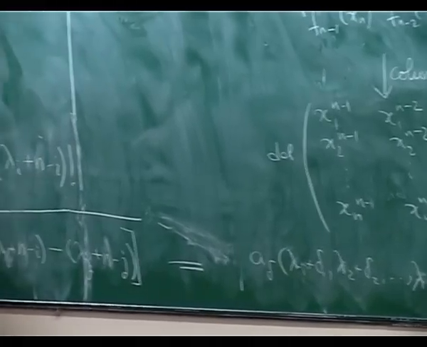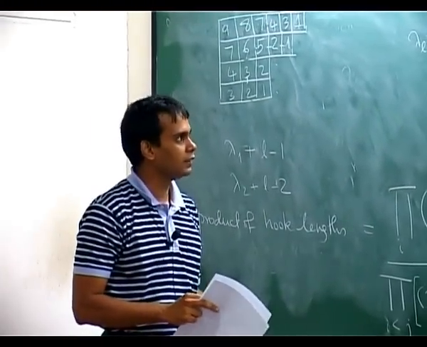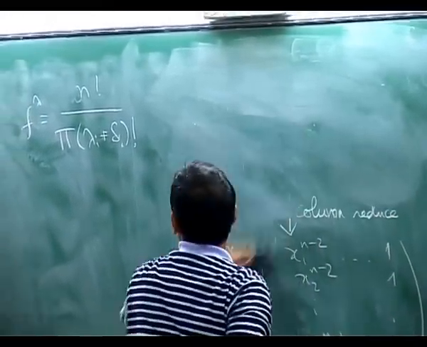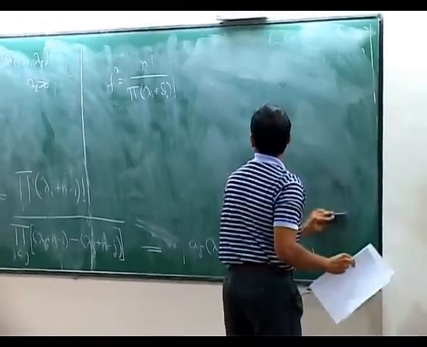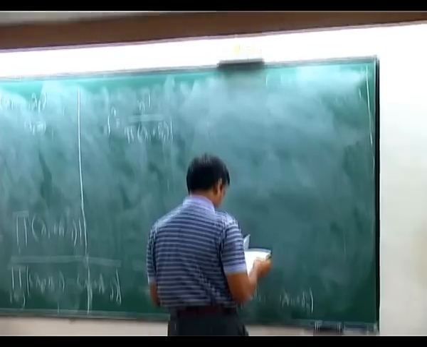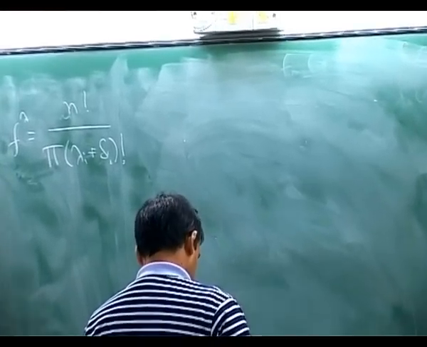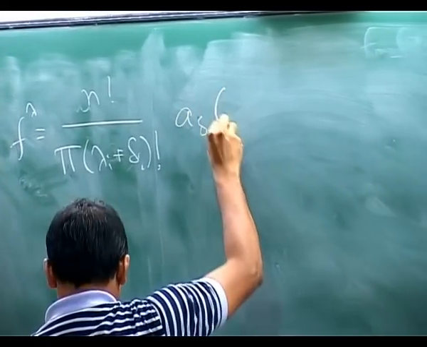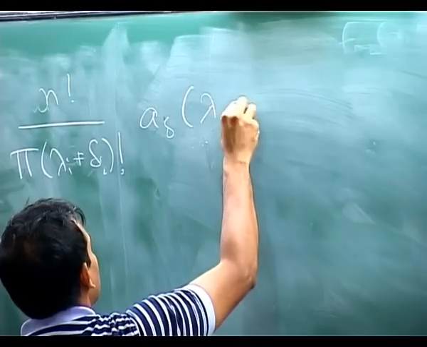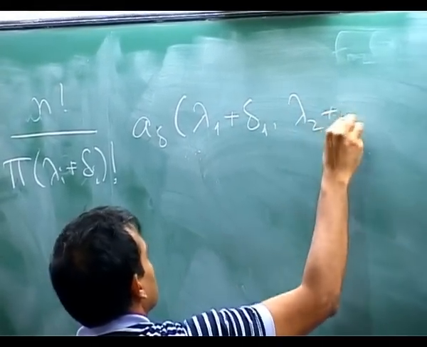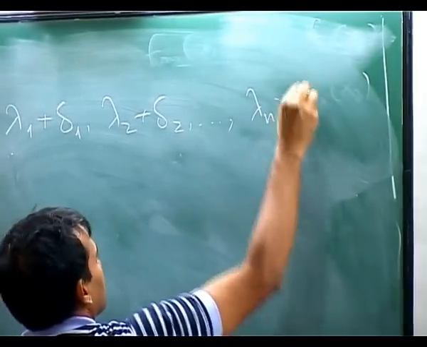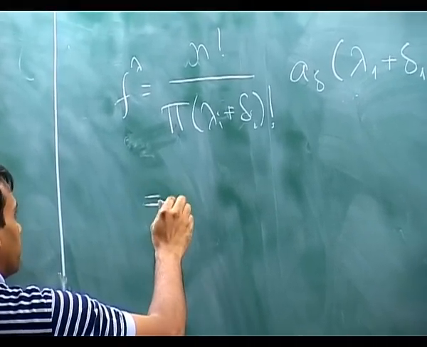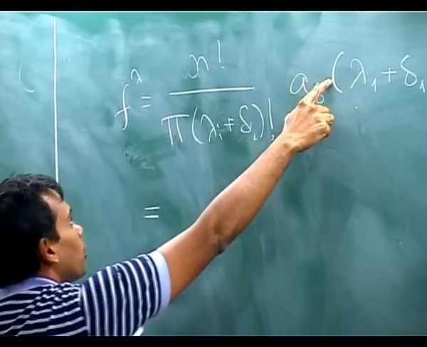So now if you just compare this product of the hook lengths with the Frobenius dimension formula, which I'll just write down up here to remind you, we had n factorial over the product of these things, delta lambda 1 plus delta 1 lambda 2 plus, then you get, just using this, this over this is the product of the hook lengths.